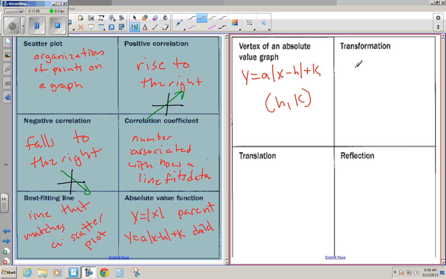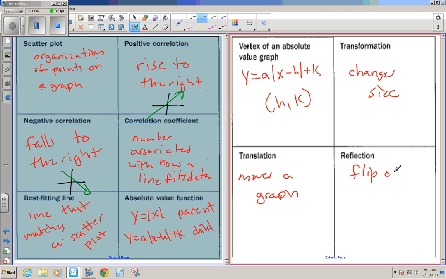A transformation changes size. Basically it either makes a graph bigger or smaller. Translation only moves a graph. So you can move it up, you can move it down, right and left. A reflection goes ahead and flips it over a line or point.